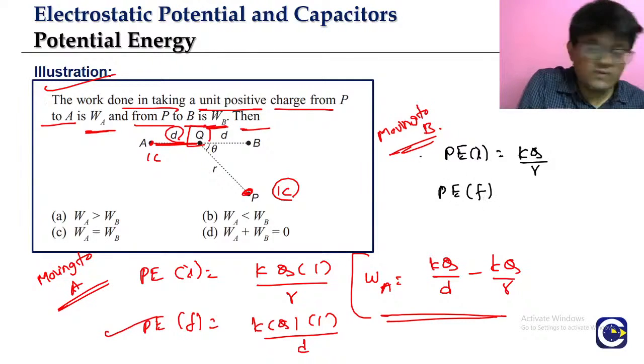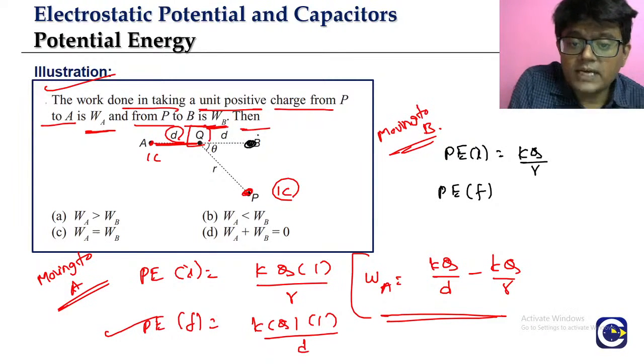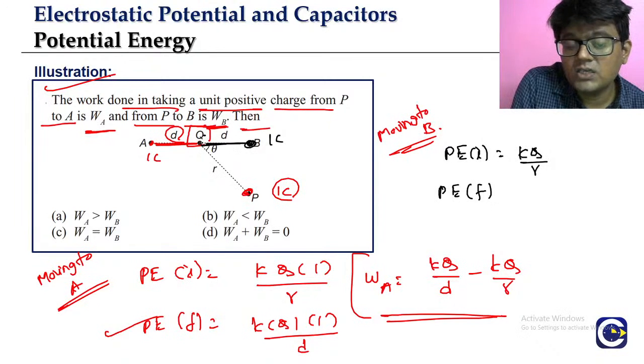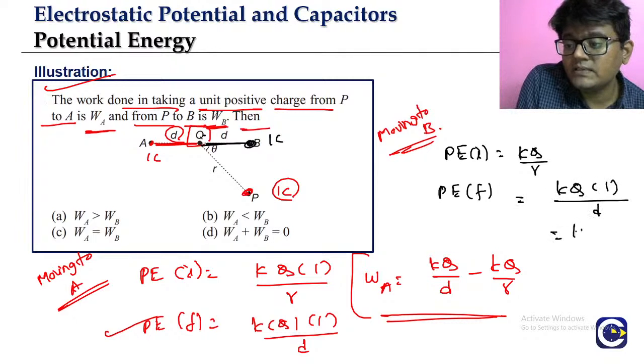See what the final potential energy is. From P we are taking it to B. Now what is the distance of our 1 coulomb charge from the Q? Is this also D? What is the distance of the 1 coulomb charge from the Q? It is D only. Means final potential energy is also what? K into Q into 1 by D.